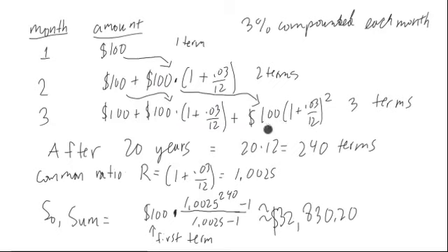So if we look at that, we think, well, what happens after 20 years? Well, notice that we're adding one thing first month, two things second month, three things third month. So it makes sense that after 20 years, we'd be adding 20 times 12, which is 240 terms. So we'd have 240 terms to add in a geometric sequence.